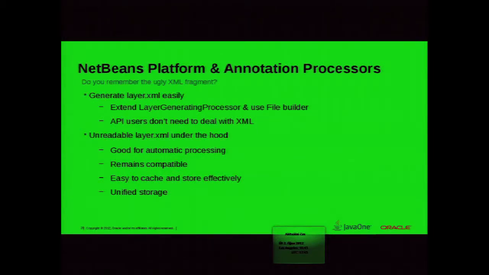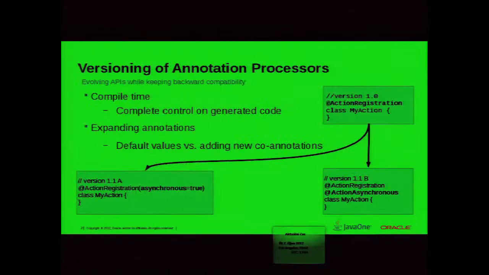So if you remember the horrible example with the XML layer file, we are basically trying to get rid of that and replace all its usages by annotation processors. We enhance our APIs, so they have new annotation processors and compile-time annotations, and they basically generate the layer file. So we are fully backward compatible with the original XML layer file structure, but our APIs are now much more usable and prevent user errors during compilation.